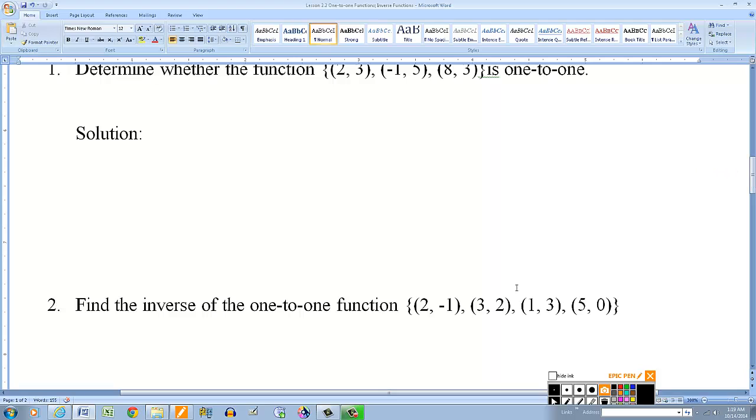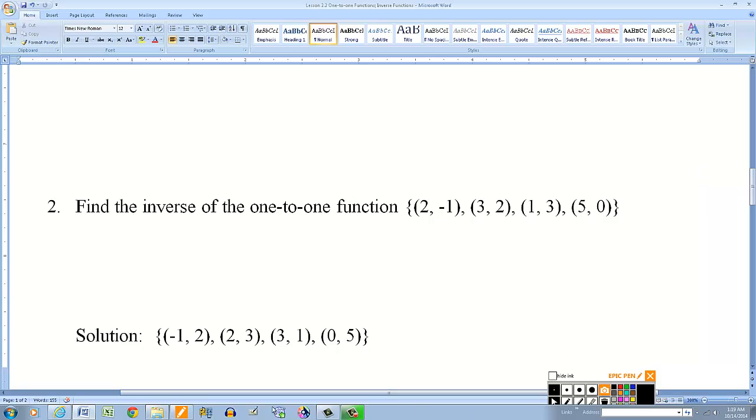Number 2. Find the inverse of the 1-to-1 function. Okay, so if you're given ordered pairs and you want to find the inverse, based on what we talked about in the definition, you simply reverse the ordered pairs. So the inverse will simply be those same ordered pairs, you just reverse them. So if you do that, you're going to get (-1, 2), (2, 3), (3, 1), (0, 5).